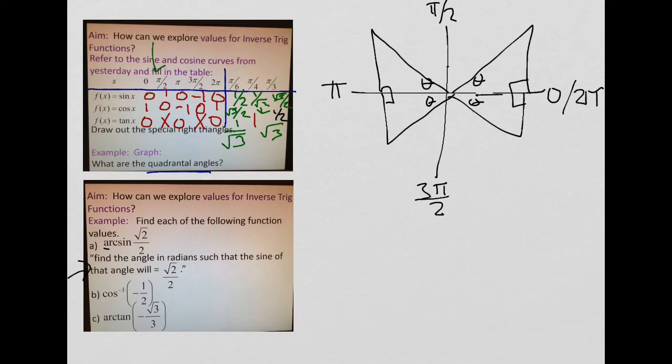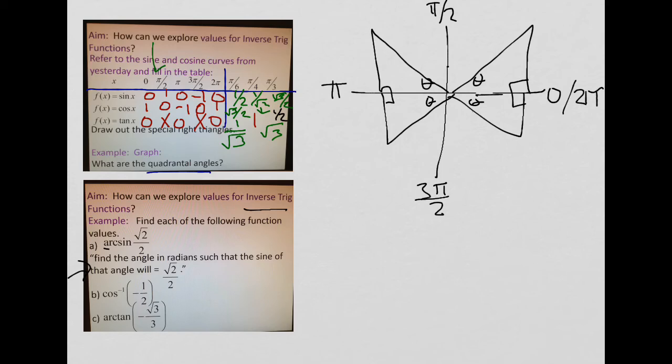It's not always going to be arc sine or arc cosine or arc tangent. It could just say inverse. That's the same thing that we're doing. We're doing the inverse. So you have to know it both ways. All right, with that being said, let's go back to part A.